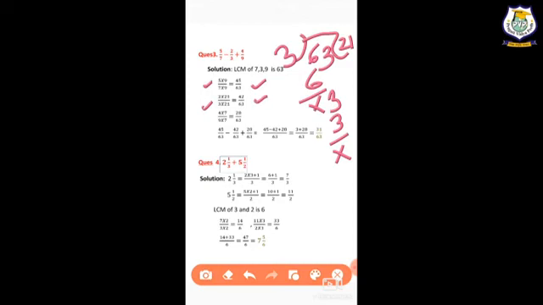It's 42 upon 63. Now 4 upon 9. In the 9 table, 63 comes 7 times, so we will have to multiply both numerator and denominator by 7. So it's 28 by 63.